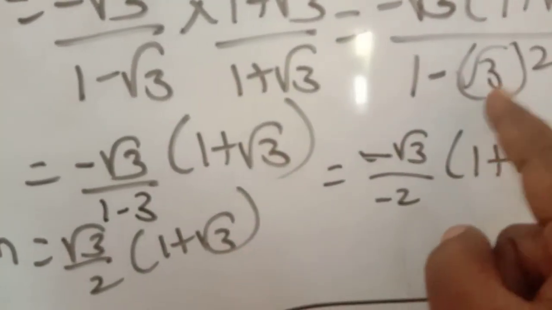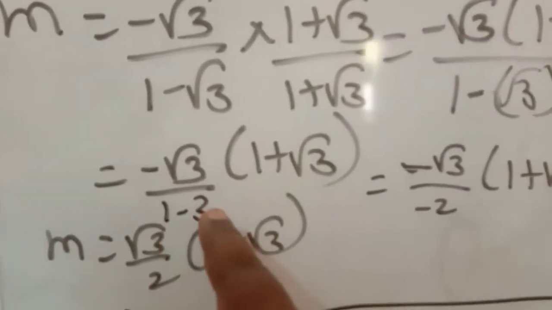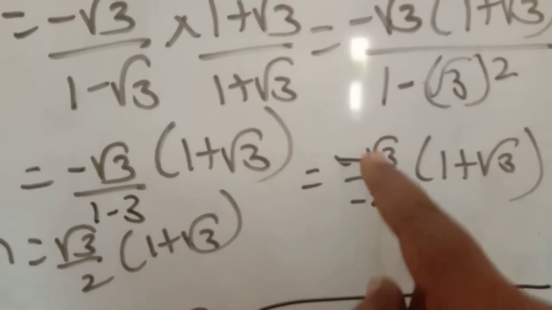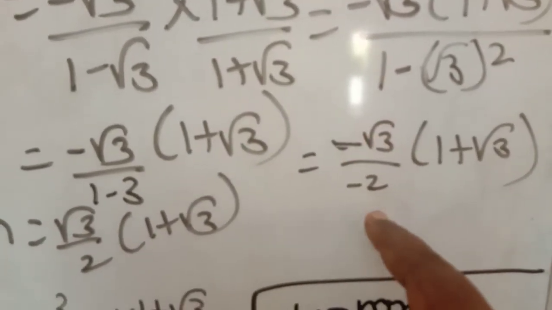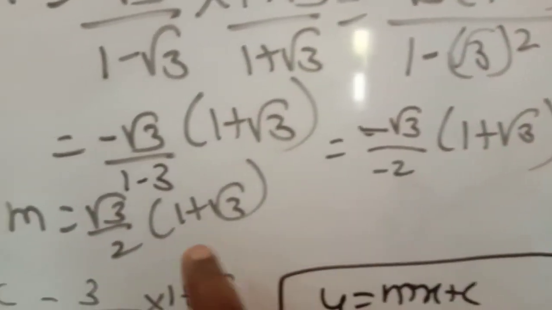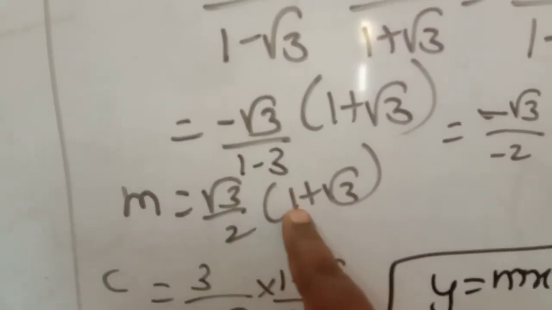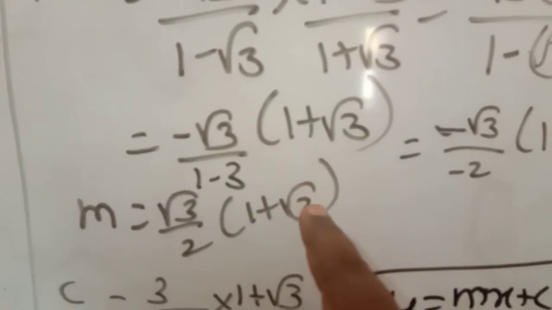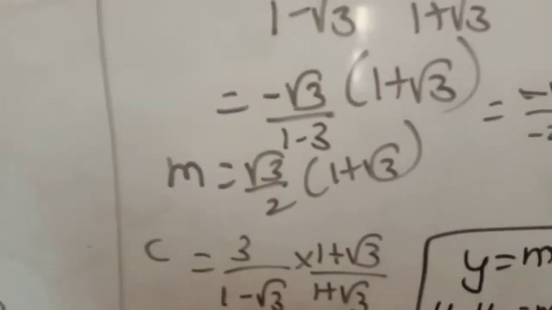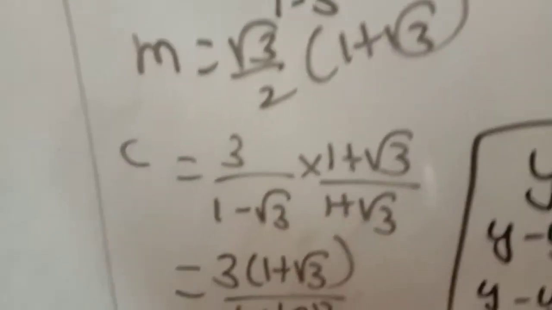So 1 minus root 3 squared is 1 minus 3, which is minus 2. Here both are minus, so division of the same sign gives plus. So root 3 by 2 into 1 plus root 3 is the slope. If you want, you can multiply root 3 inside the bracket. Root 3 into 1 is root 3, plus root 3 into root 3 is 3. Like that also we can write: root 3 plus 3 by 2.